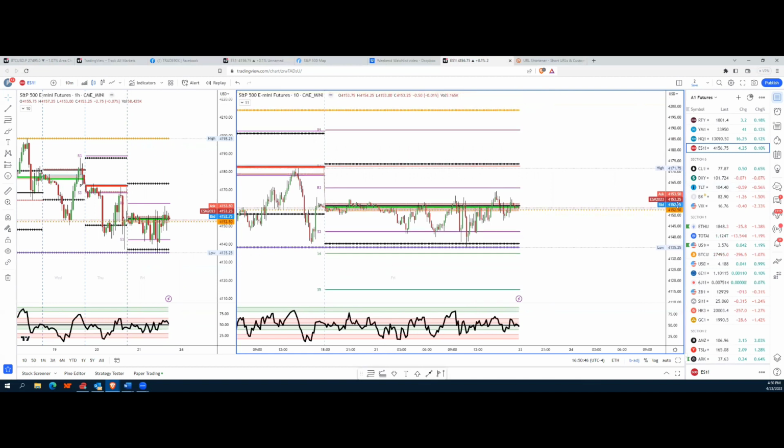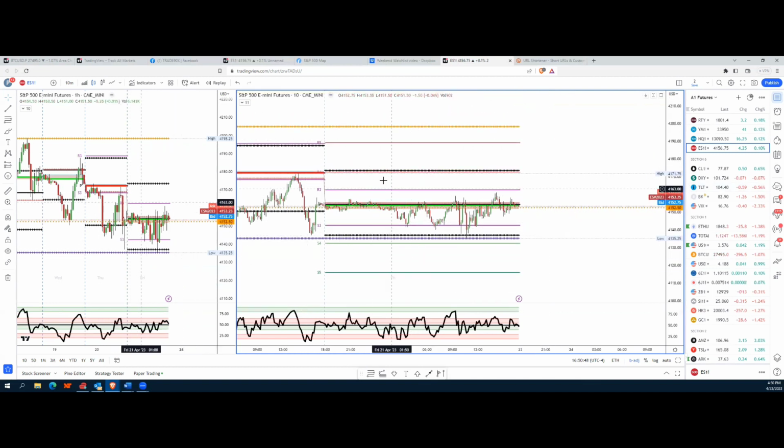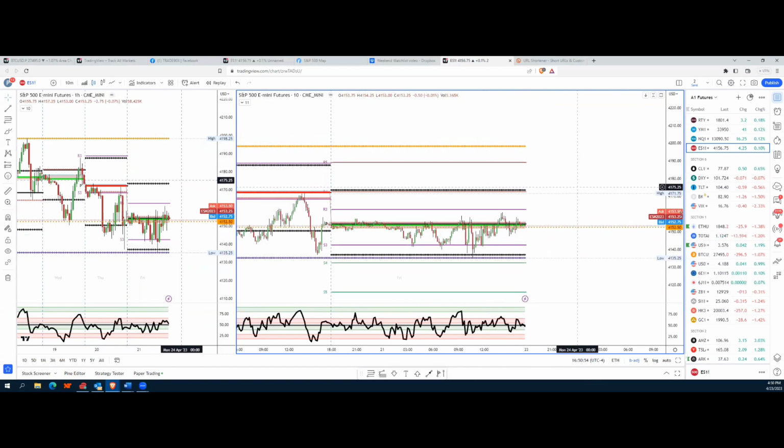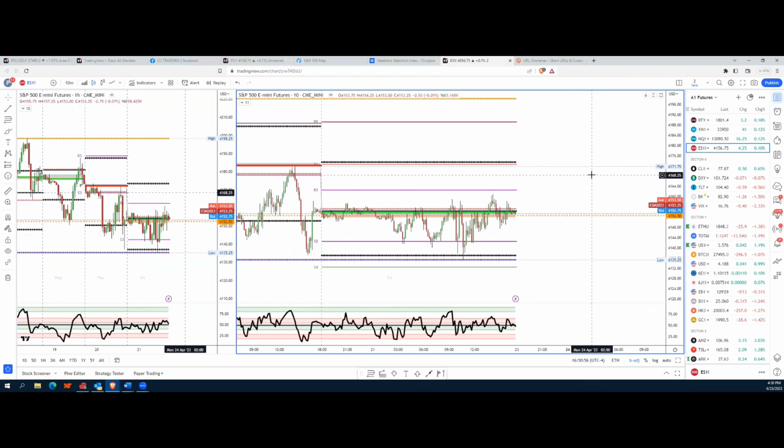Okay? Now, the reason I use all these levels, the previous day's high, low, midpoint, the opening range, previous day's close, weekly, monthly, yearly high, and the Camarilla pivots. Why? Because they're predictive, not lagging. They quickly tell me the story. Are we bullish, bearish, or neutral?